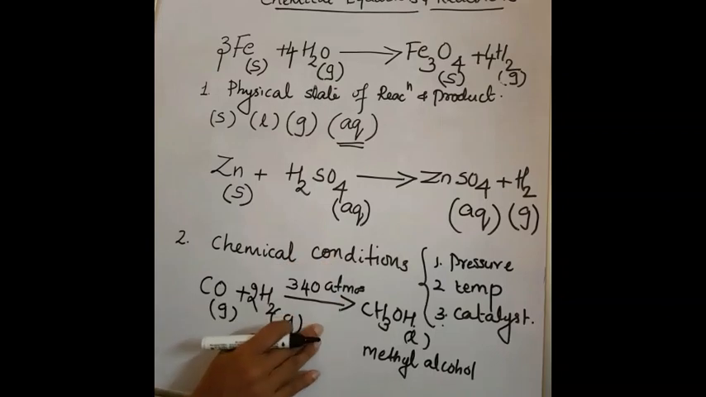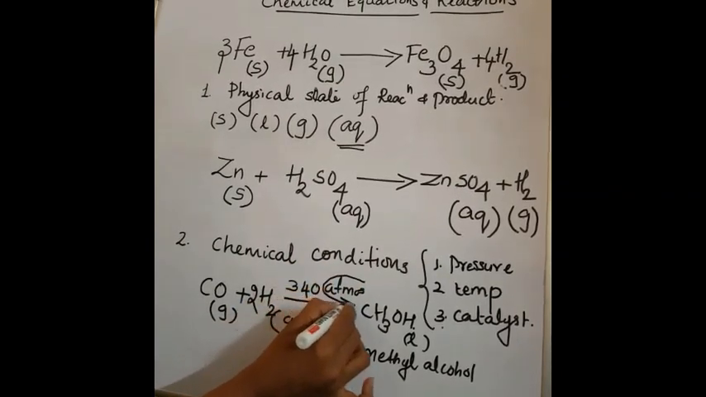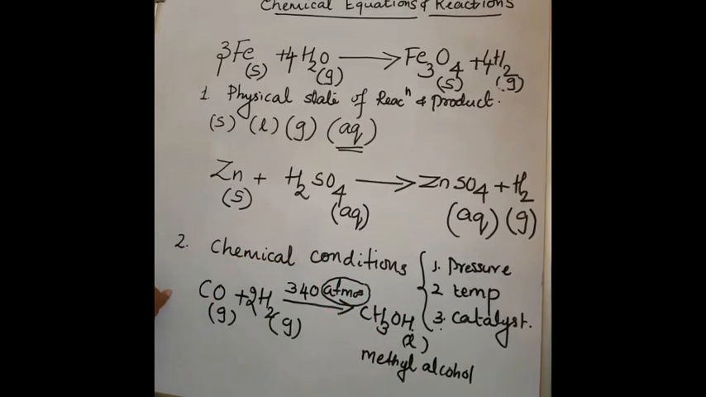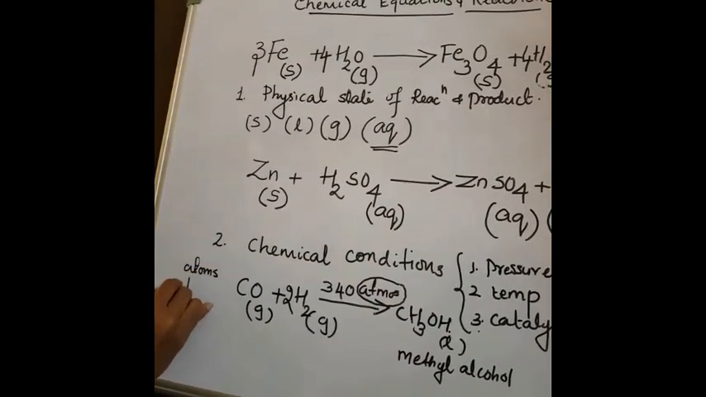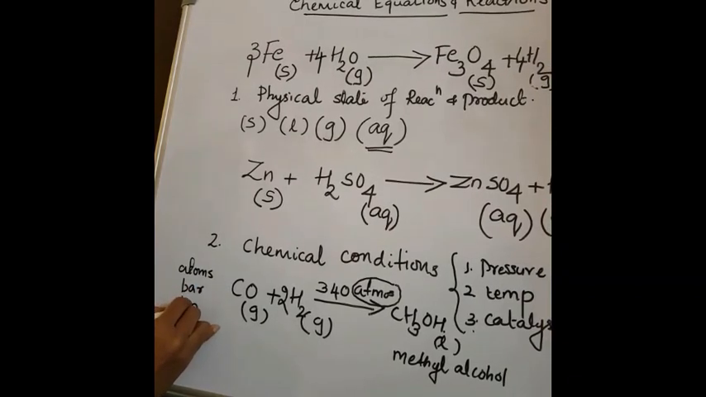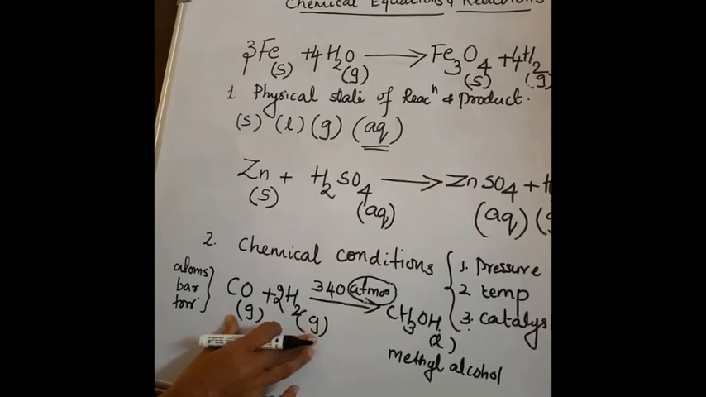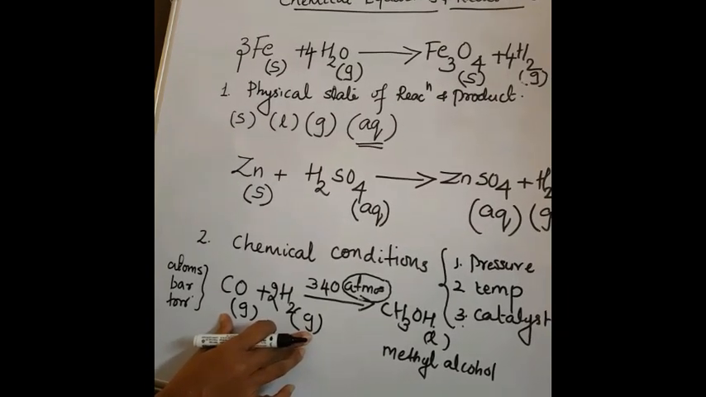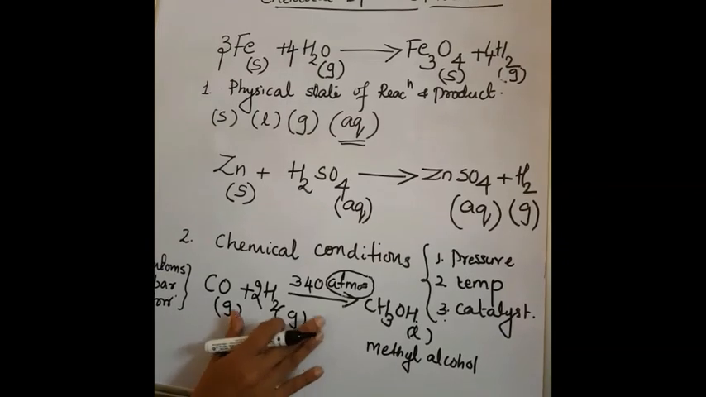So that is a condition. Only if you apply 340 atmosphere. Atmosphere means pressure, you know. Pressure can have so many units like atmosphere, bar, torr, etc. So only at 340 atmosphere this reaction happens. That is why we say chemical conditions. Okay, so this is an example for pressure.